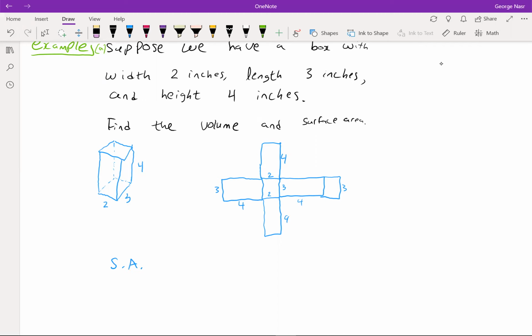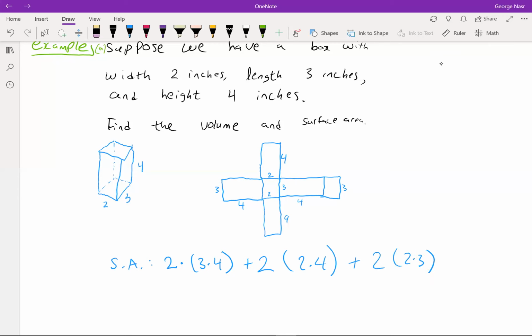To find the surface area, there is a nice formula that we actually found, but let's just do it explicitly. The surface area is just finding the area of this two-dimensional thing. So there are two rectangles of dimension 3 by 4. Those each have an area of 12, so that's 2 times 3 times 4 for these two. I've got two rectangles that are 2 by 4, so each of those contributes an area of 2 times 4. And then I've got two rectangles that have an area of 2 times 3.